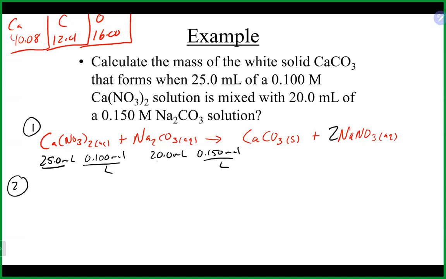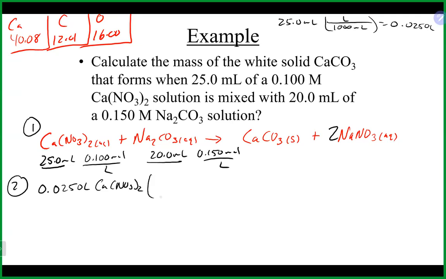We do have to convert our volumes into liters. Just like we did on the previous problem, we're going to divide by 1,000, and that'll give us 0.025 liters. Similarly, for our 20, we'll get something very similar. So 0.0250 liters of our calcium nitrate. Using the molarity like it is, because the liters will cancel, will give us our moles of calcium nitrate. So 0.025 times 0.1 is 0.0025.